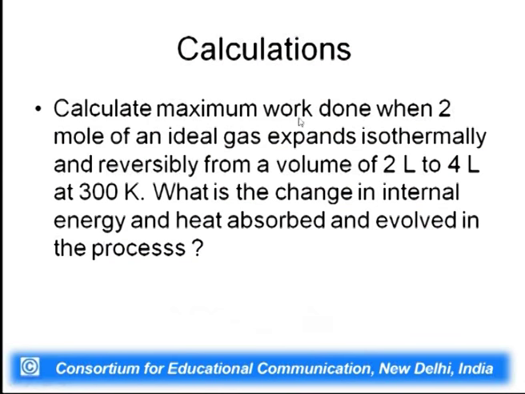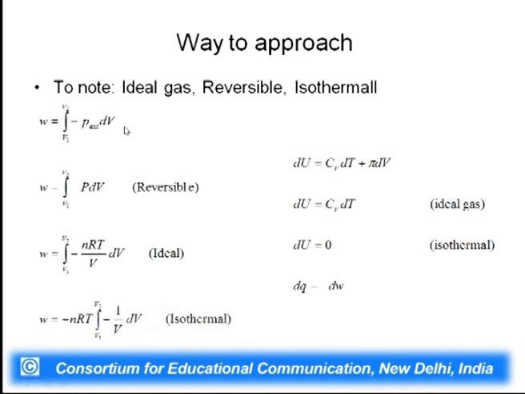A simple calculation: calculate the maximum work done when 2 moles of an ideal gas expand isothermally and reversibly from a volume of 2 liters to 4 liters at 300 K. What is the change in internal energy and heat absorbed or evolved in the process? The way to approach this problem is, first take note that this is for an ideal gas, and the process is reversible and isothermal. So, we will start with w equal to minus P_external dV.